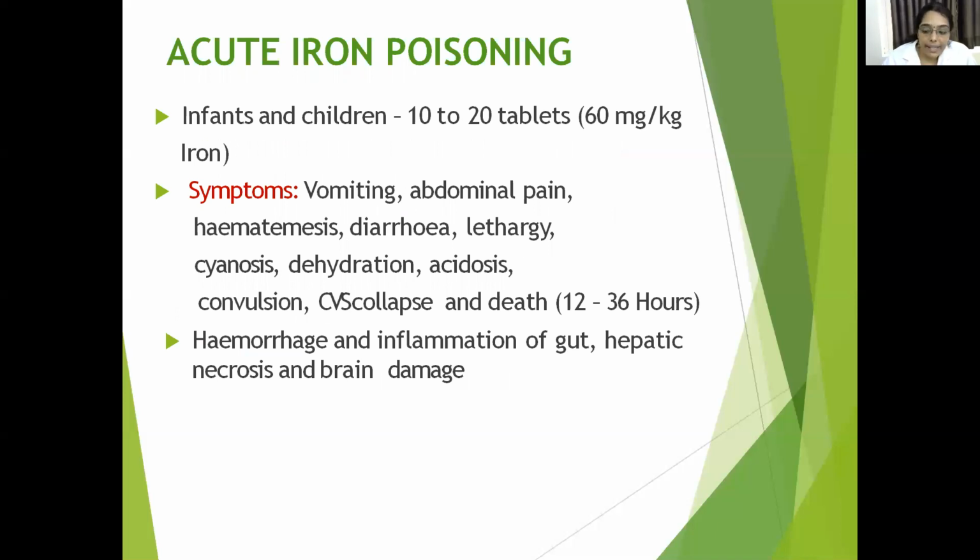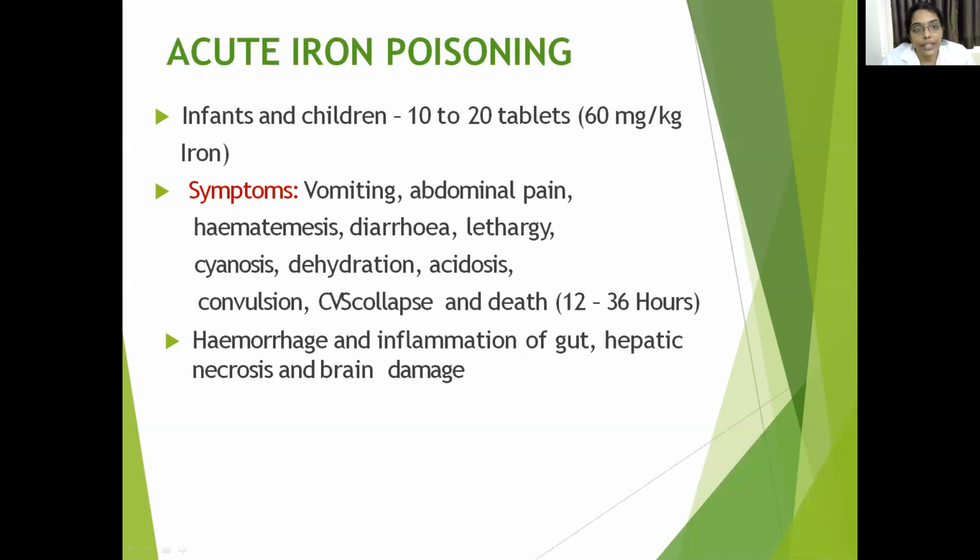Symptoms are mainly, again, gastric symptoms: vomiting, abdominal pain, hematemesis, diarrhea. Because of all this, you can observe dehydration and acidosis. And obviously, there will be lethargy, weakness. Then there is cyanosis, convulsion, CVS collapse, and death. The pathological lesion here is hemorrhage and inflammation of gut, hepatic necrosis, and brain damage.